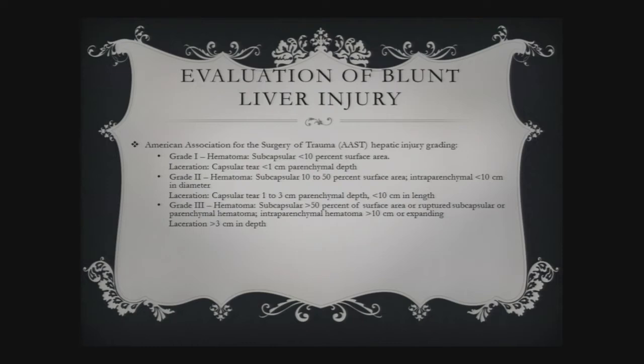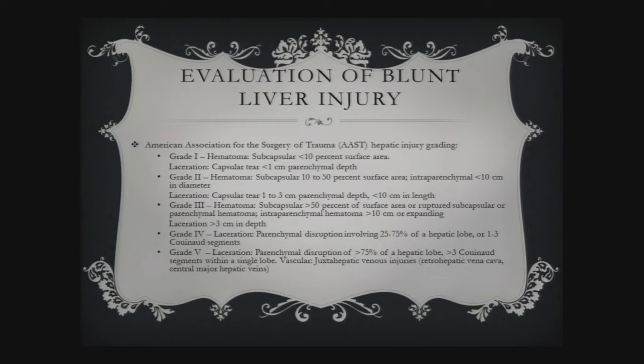Grade 3, a hematoma is expanding or parenchymal hematoma greater than 10 centimeters, and the laceration greater than 3. Grade 4 is only laceration, no hematoma, but it's parenchymal disruption involving 25 to 75% of a hepatic lobe. There's a right lobe, left lobe, or it can be 1 to 3 Couinaud segments. Grade 5 is greater than 75% or greater than 3 segments. Or if you look at the vascular injury, it can be a juxtahepatic venous injury, which is its own difficulties. And then a grade 6 is just hepatic avulsion.